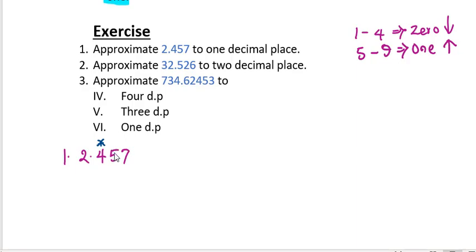Once you approximate 7, you get 1. Add the 1 to this number here, which is 5. So 1 plus 5 is 6. Approximate 6 again because you're not meant to stop at 6. Approximating 6 gives us 1 again. Add it here. So at the end of the day, you'll be left with 2.5 because you've approximated.